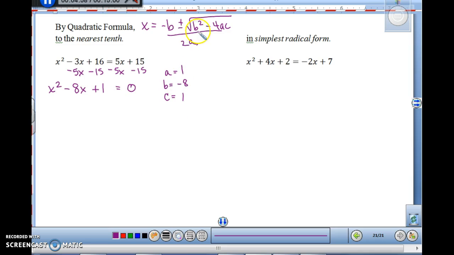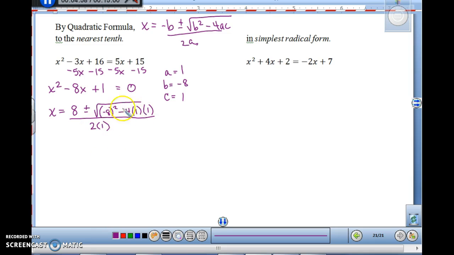All right, so let's plug these values into this formula. Negative b. Well, if this is negative 8, what would negative b be? It would be positive 8. Plus or minus. All right, and then b squared would be negative 8 squared minus 4 times 1 times 1. So 4 times a times c, all over 2 times 1.